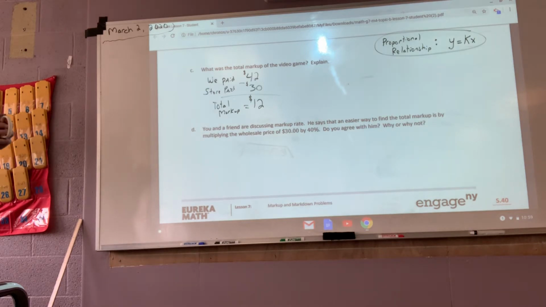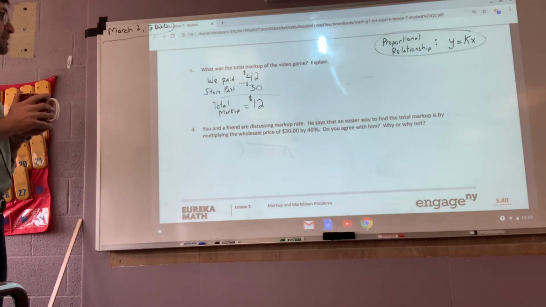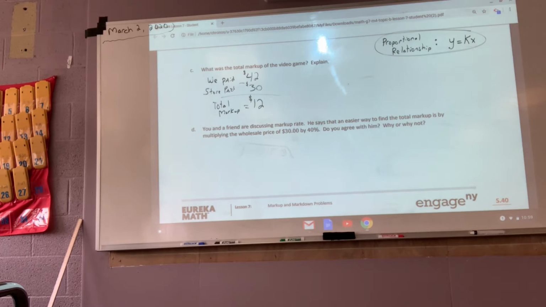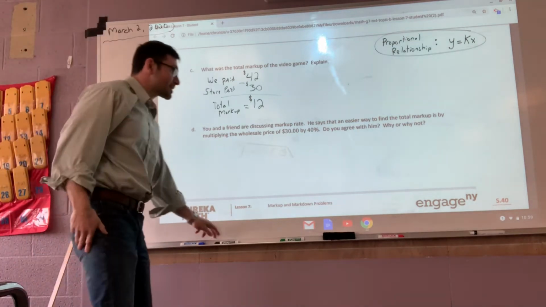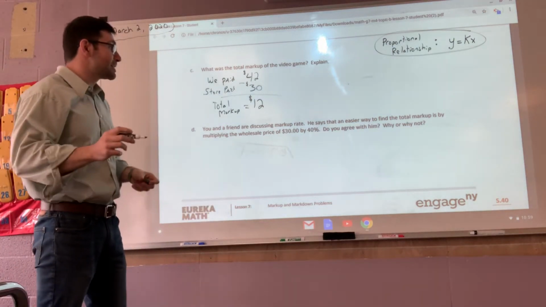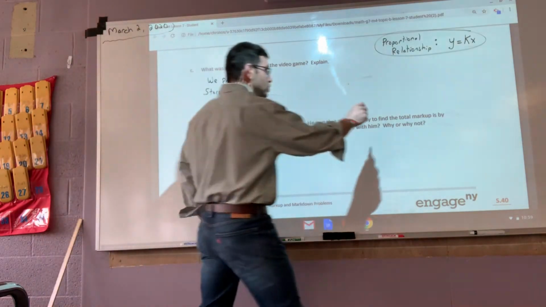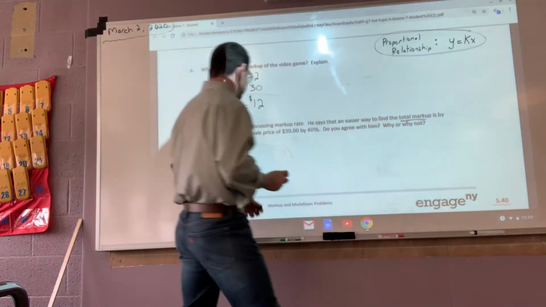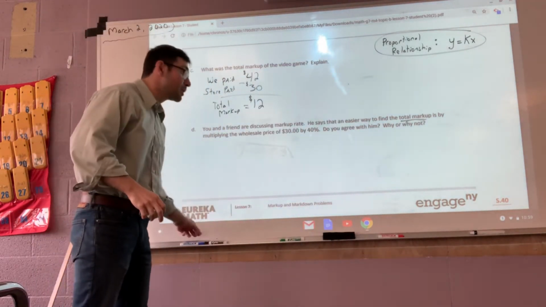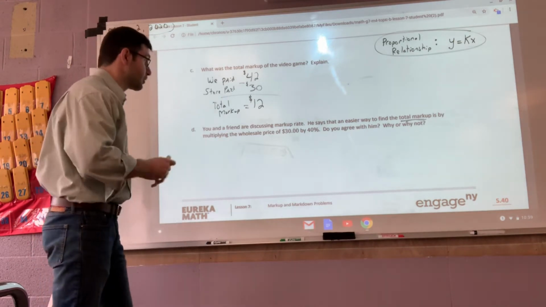So now it says you and a friend are discussing markup rate. He says that an easier way to find the total markup is by multiplying the wholesale price of 30 by 40%. Do you agree? Why or why not? So this is not asking for the amount that we pay. It says there is an easier way to find the total markup, not what we pay. So let's see if we agree.